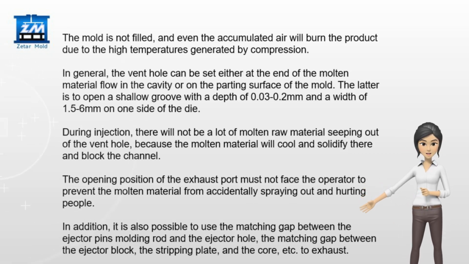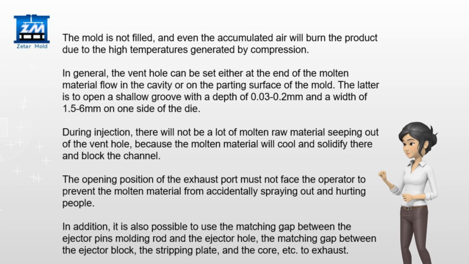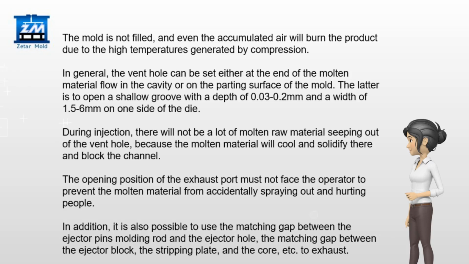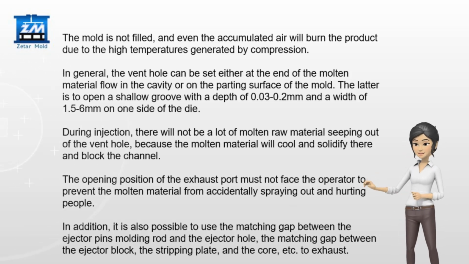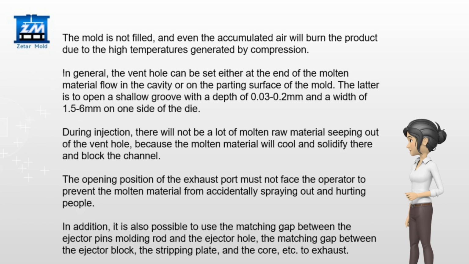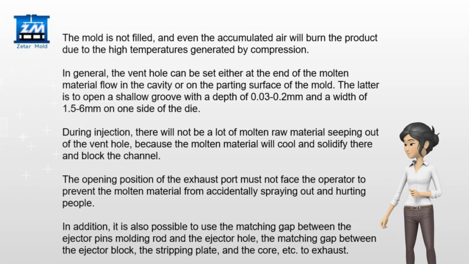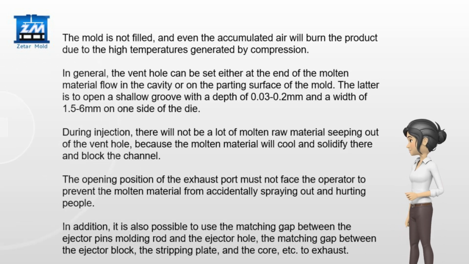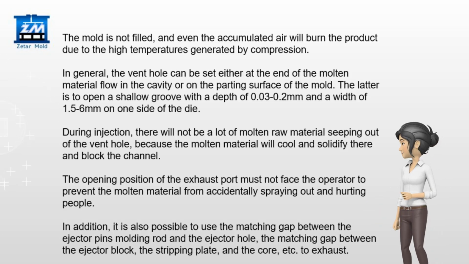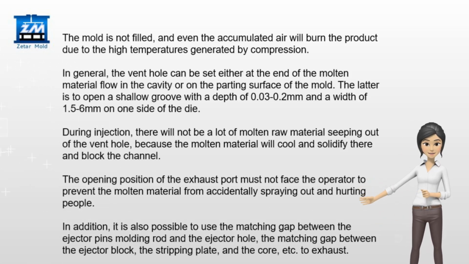The latter is to open a shallow groove with a depth of 0.03 to 0.2 mm and a width of 1.5 to 6 mm on one side of the die. During injection, there will not be a lot of molten raw material seeping out of the vent hole, because the molten material will cool and solidify there and block the channel. The opening position of the exhaust port must not face the operator, to prevent the molten material from accidentally spraying out and hurting people.